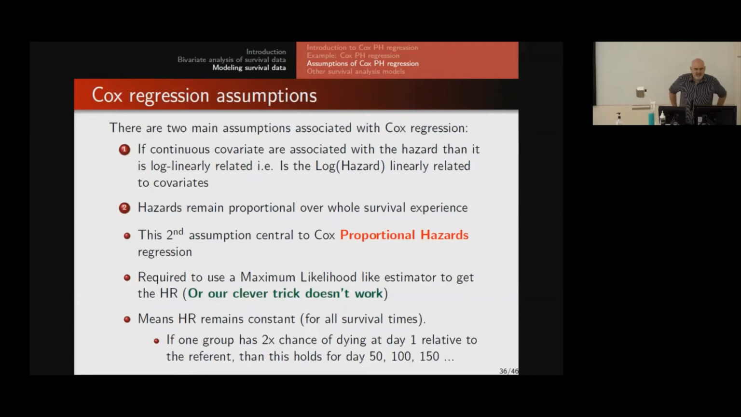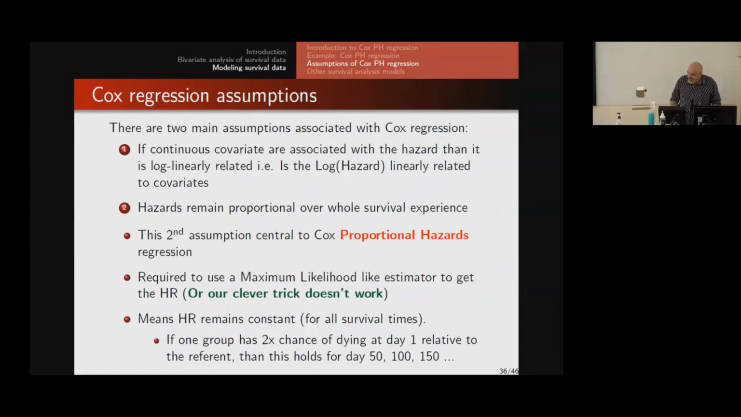The second assumption, which is central to Cox proportional hazards regression, in fact, it's so central, it's part of the name. And that is that hazards remain proportional over the whole survival experience. Now, that's a horrible way of saying that if you've got twice the risk on day one, say, as a male, I have twice the risk of dying compared to a female on day one, then on day 50, I should also have twice the chance of dying. On day 100, I should also have twice the chance of dying. In other words, the relative hazards should stay the same throughout the whole survival experience. And that's what proportionality means.